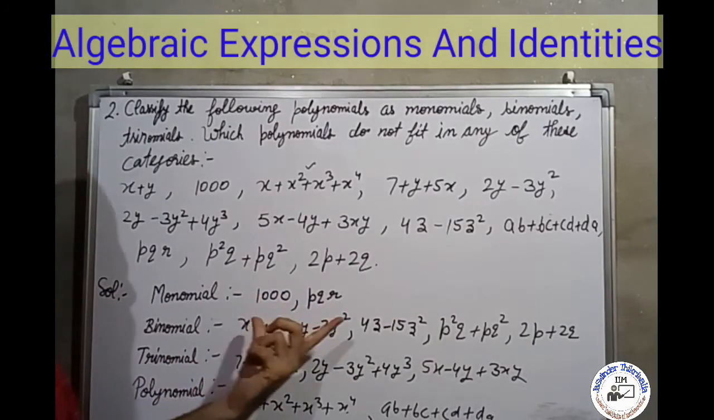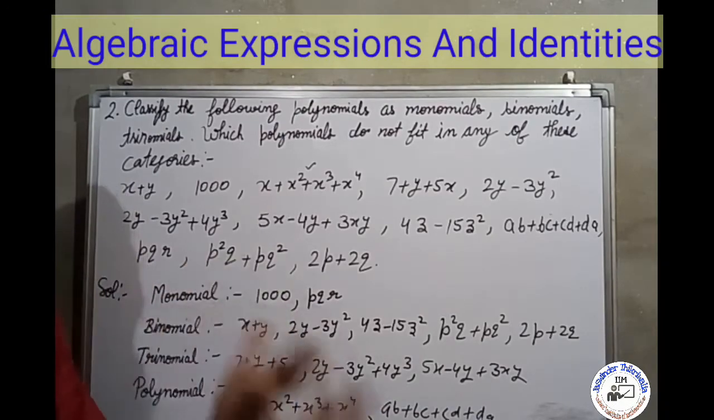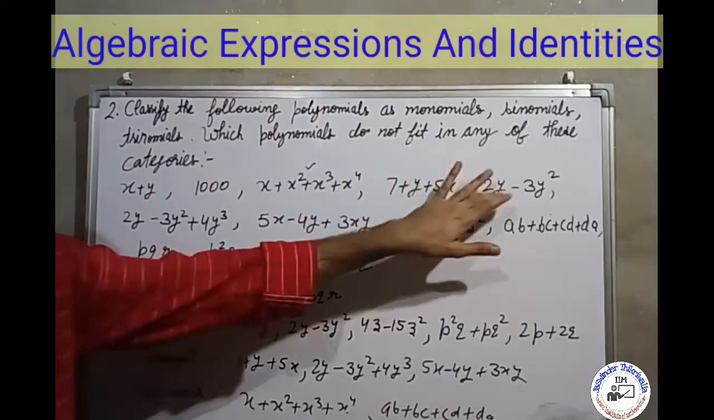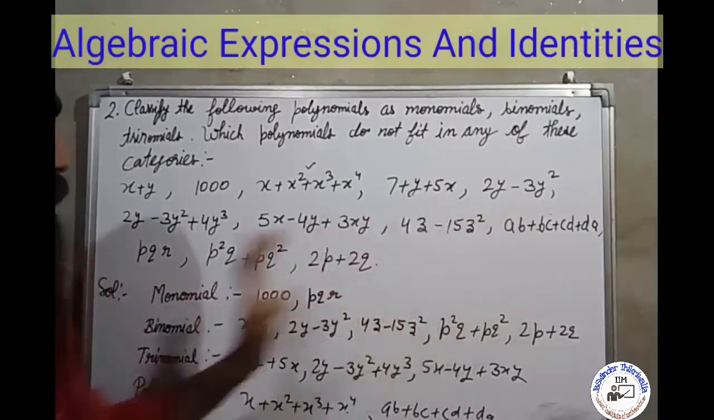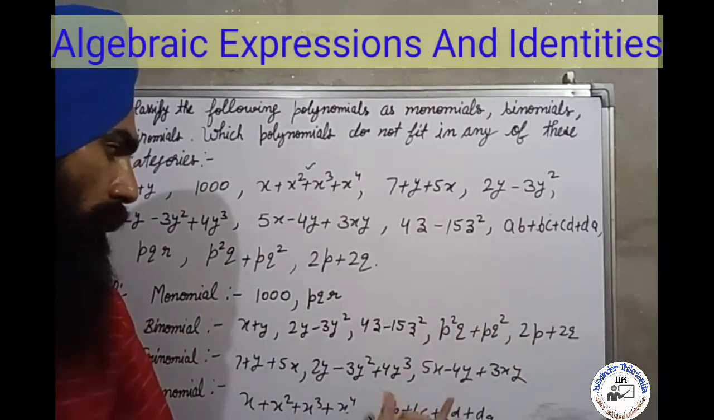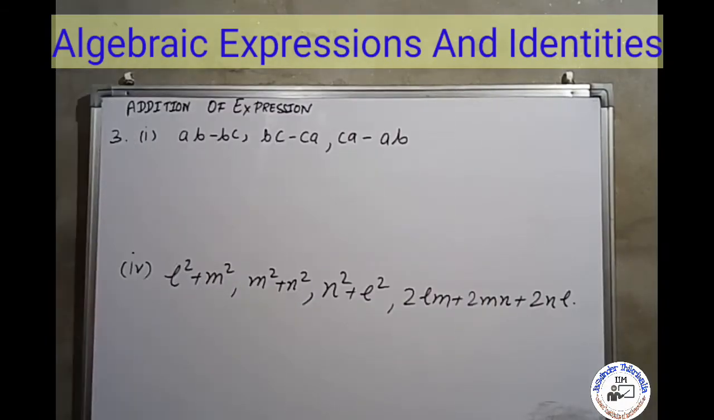In which 1 term, in which 2, in which 3, in which 4, and more than 4 can be any number. Okay, let's count the total: 1, 2, 3, 4, 5, 6, 7, 8, 9, 10, 11, 12. So we have categorized them. So it was question number 2.